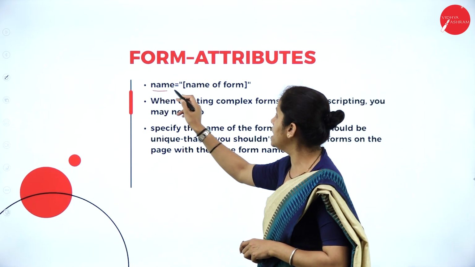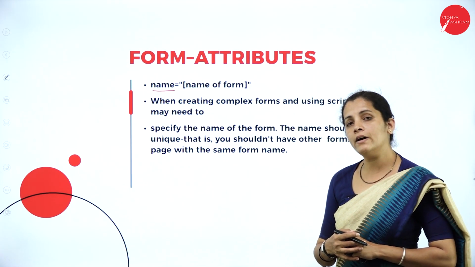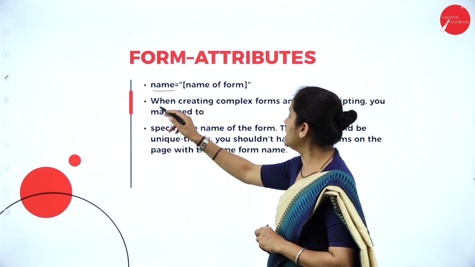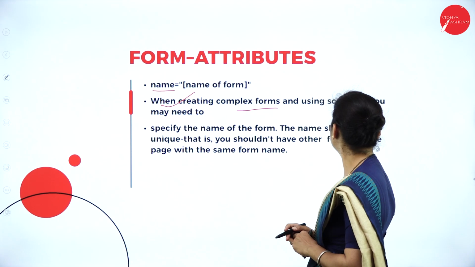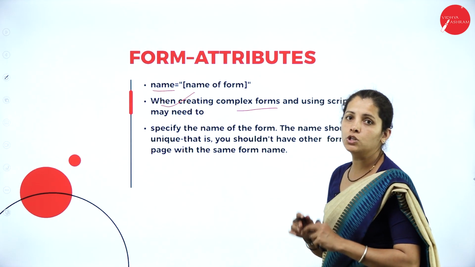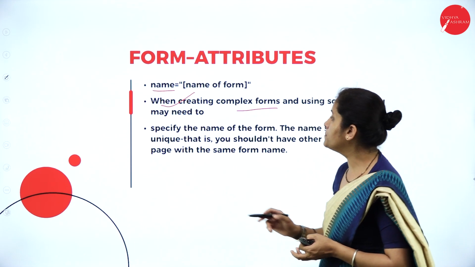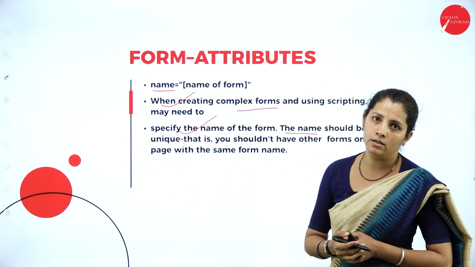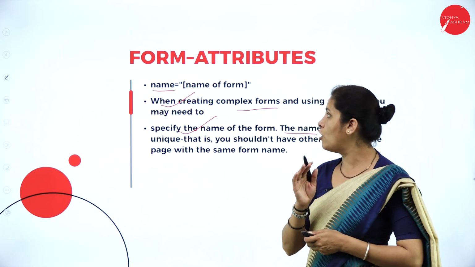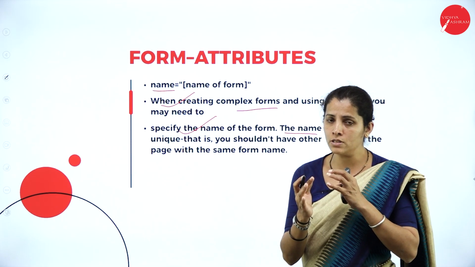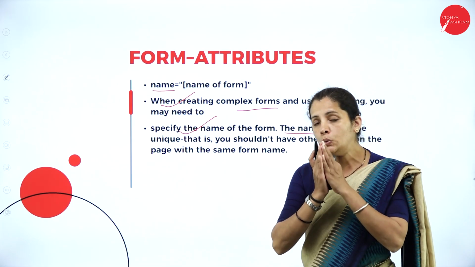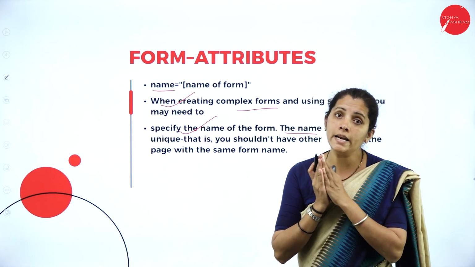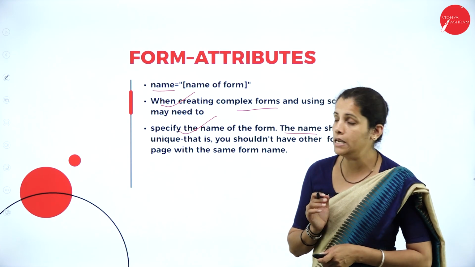And I have the name. Suppose if I want to specify the name of the form, then I can specify. When creating a complex form and using scripting, you may need to specify the name. So specify the name of the form. The name should be unique. So while specifying the name of the form, if I have two, three forms, then I want to specify a unique name for each form so that I can identify the form uniquely.